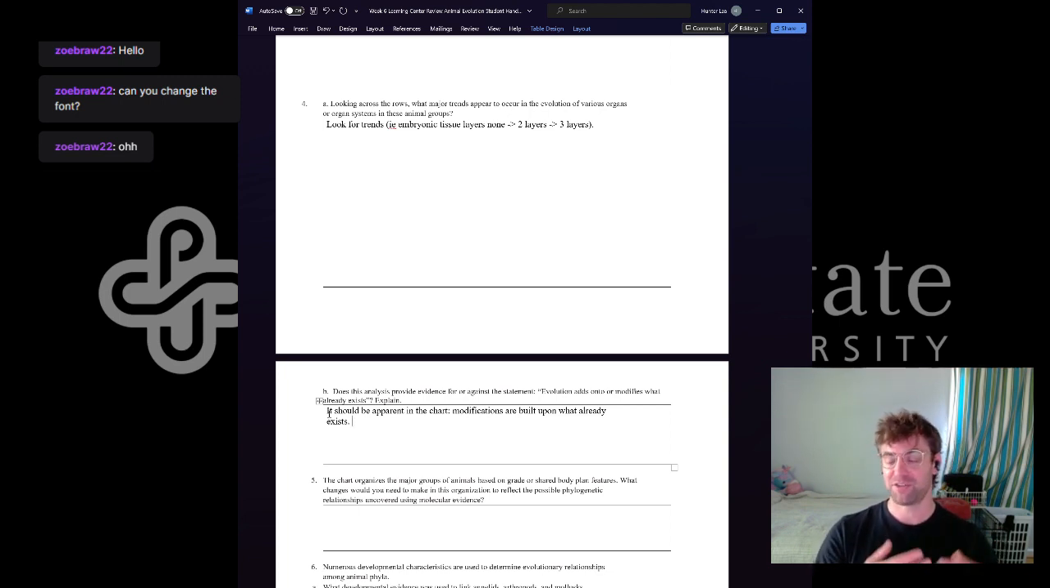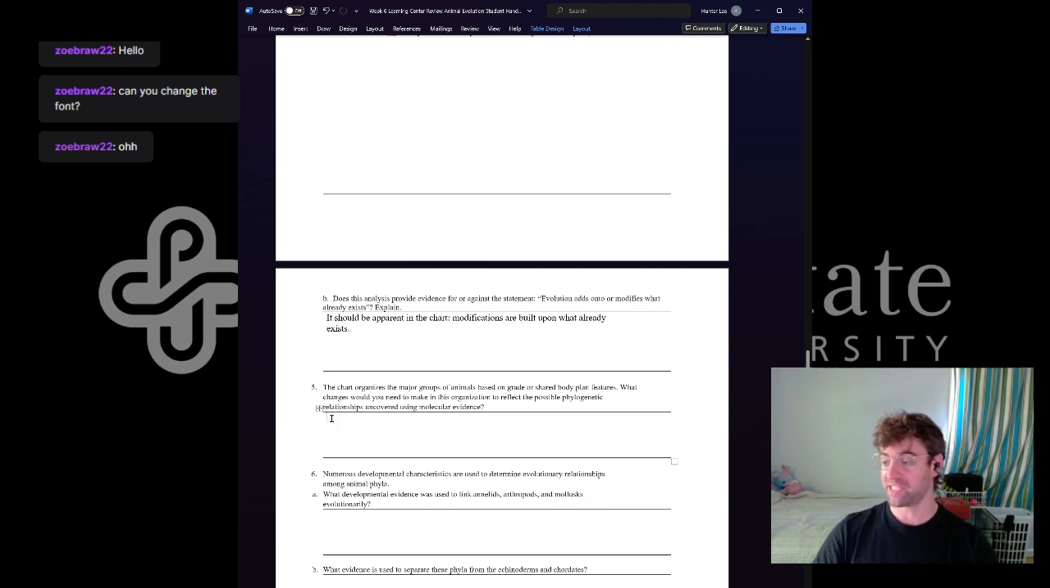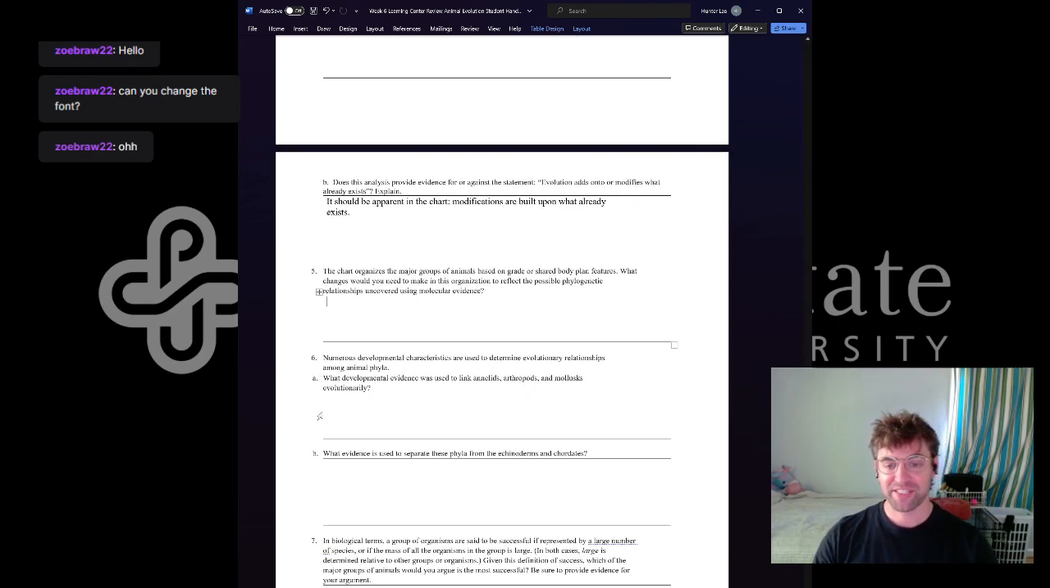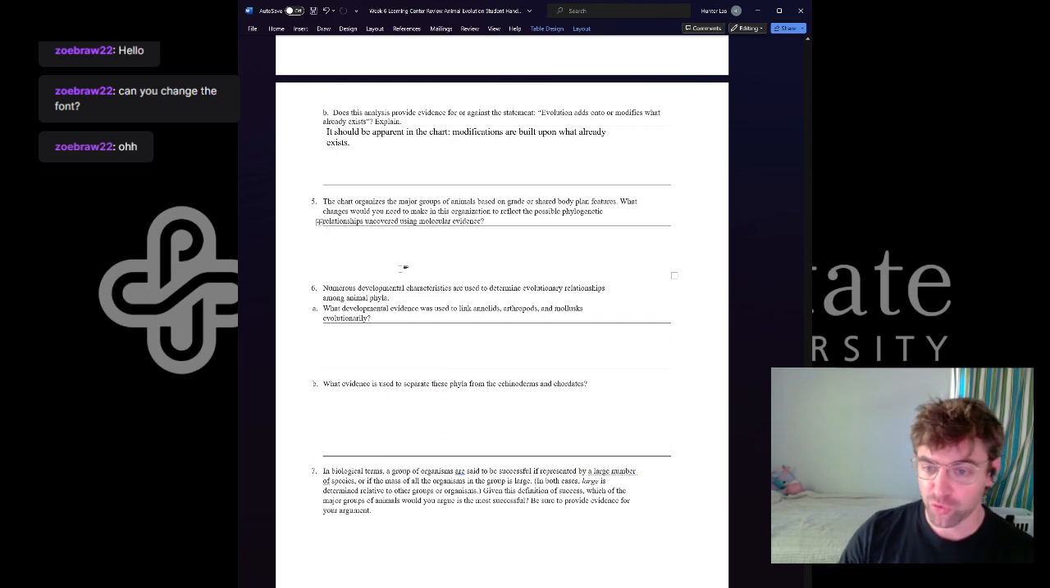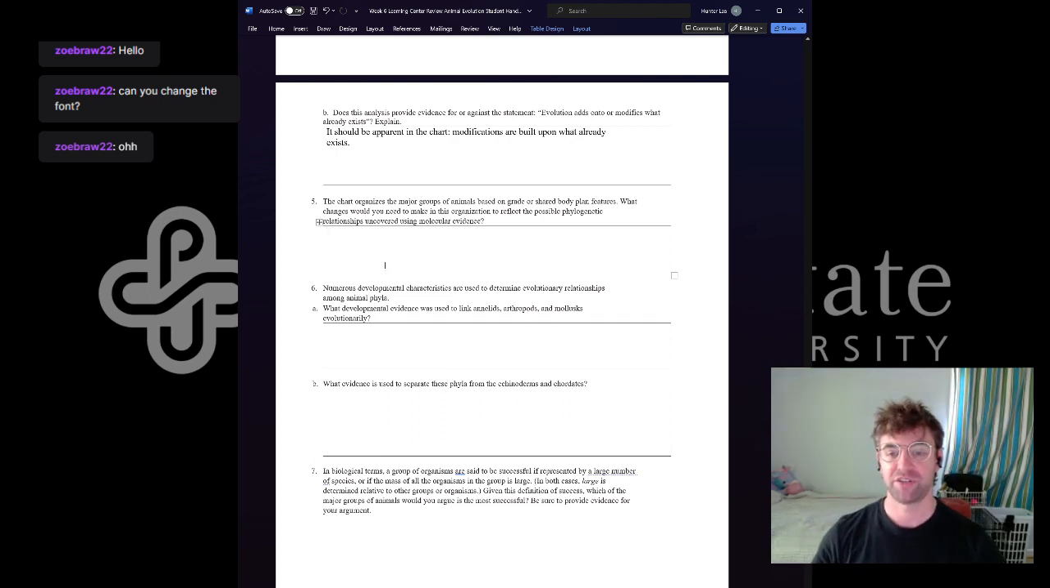Increasing complexity in terms of closed or open circulatory systems, one-way digestive tracts. All of those factors kind of allow for higher levels of specialization and complexity. And with that complex movement, you need more highly specialized nervous systems, right? So the chart organizes the major groups of animals based on grade or shared body plan features.